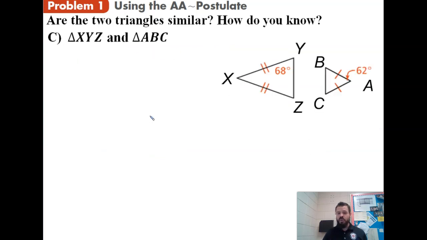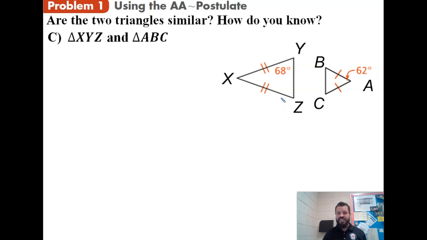Let's take a look at one more example comparing angles before we move on. Again, are the two triangles similar? How do you know? Notice they gave us a few of the angles, but not the corresponding ones. So what we can do is use properties of triangles to solve for the missing angles.